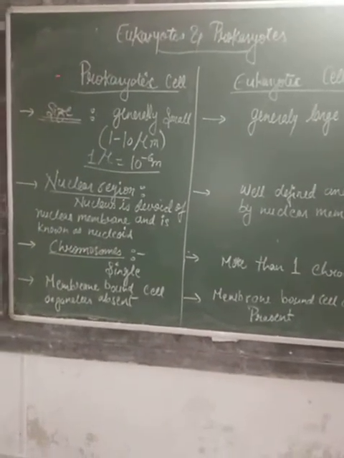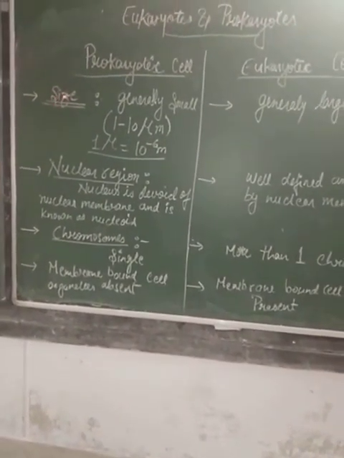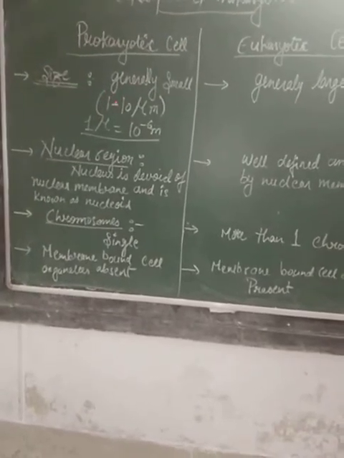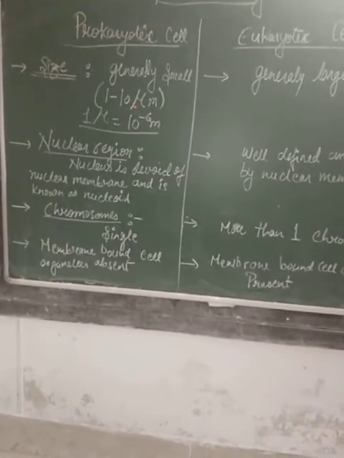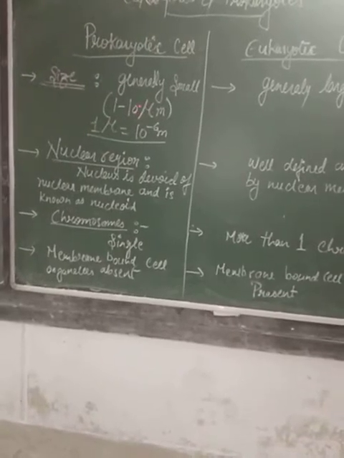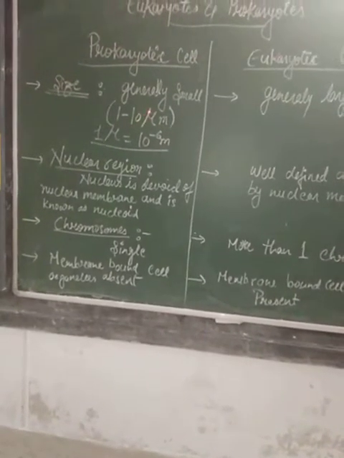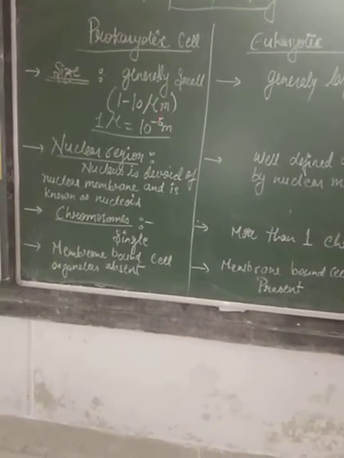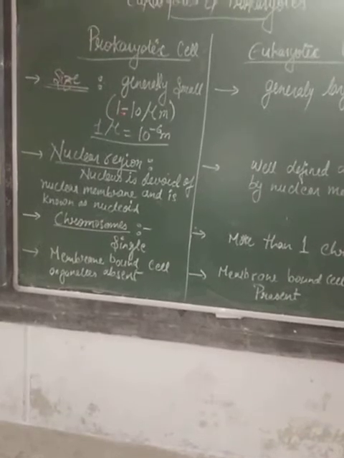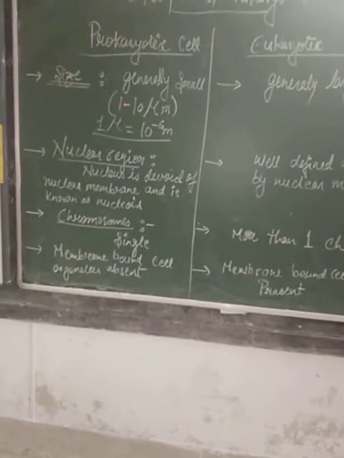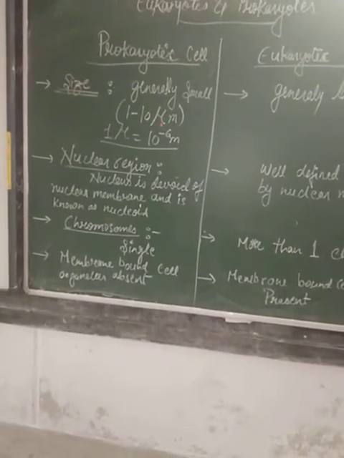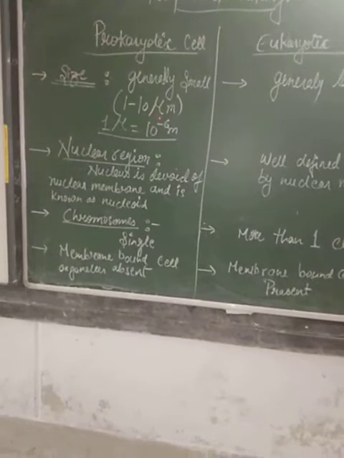Let us start with the size. If we compare with the eukaryote, the prokaryote is generally small, 1 to 10 micrometer. This symbol is mu, and mu is termed as micro, just like m for meter. So it is generally small in size. This unit is used for measuring the size of organisms.